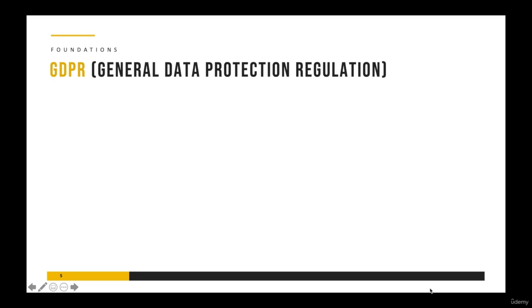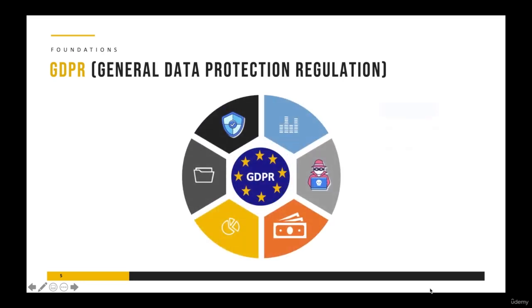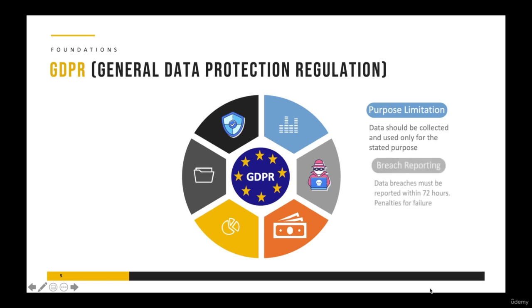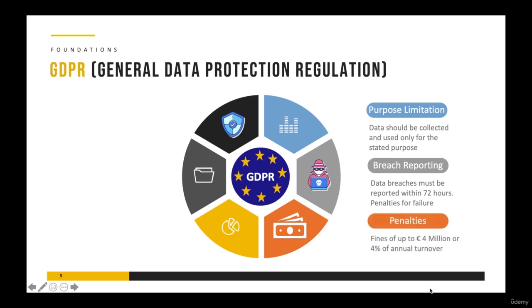Let's start with GDPR, the General Data Protection Regulation. And here are the salient features. So the first is purpose limitation. Data should be collected and used only for the stated purposes, so an organization cannot use data for purposes it has not explicitly declared. Data breaches must be reported within 72 hours. Failure to do so may incur penalties, and penalties are huge in GDPR. Fines can go up to 4 million euros or 4% of annual turnover.